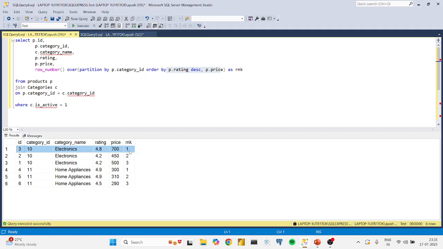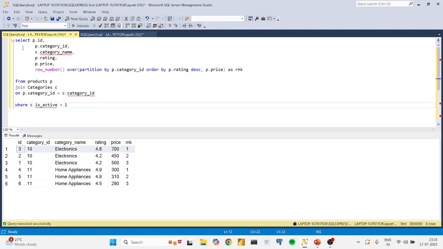So what we can simply do is fetch the first row of each category, and we are going to get our result. So this is the output that we want, right? This is the output that we want. For 11 we want this row, and for 10 we want this row.